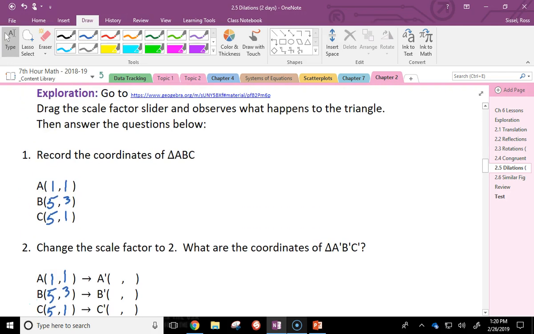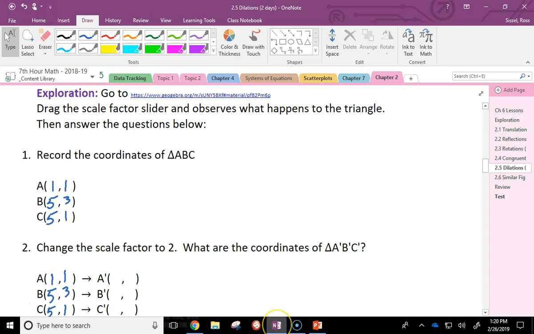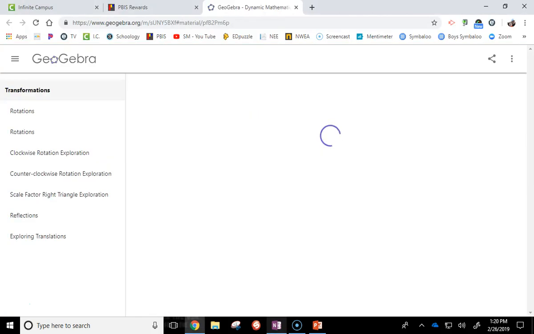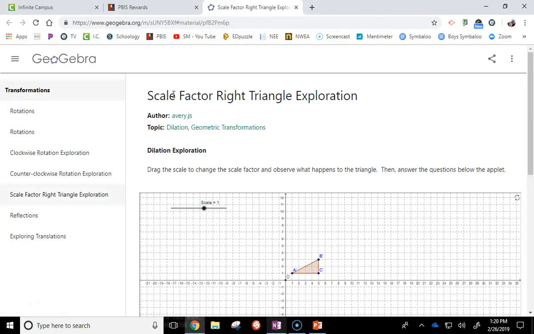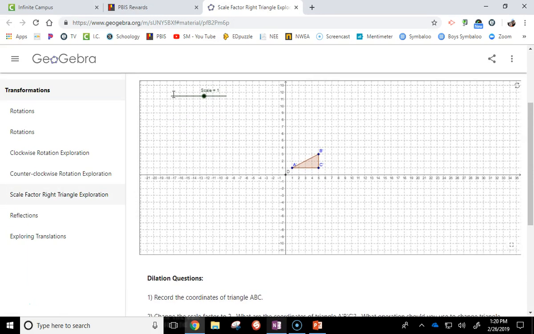We are going to go to this website. You're all going to get to go there. When I go to this website, it's looking like this. Here's our starting triangle. On this starting triangle, this is where I got my coordinates. A was at 1, 1, B was at 5, 3, C was at 5, 1.